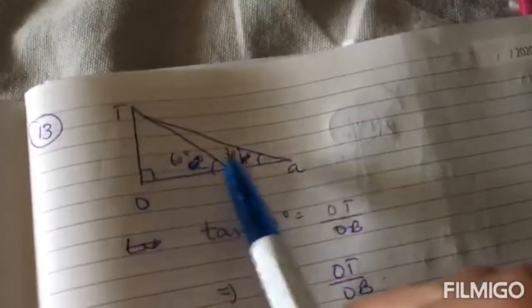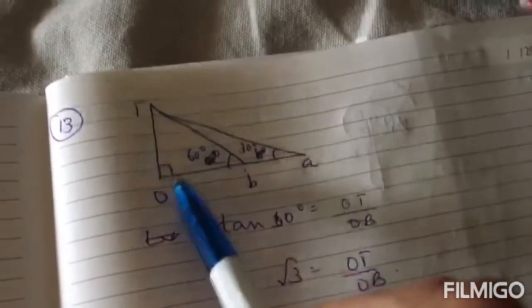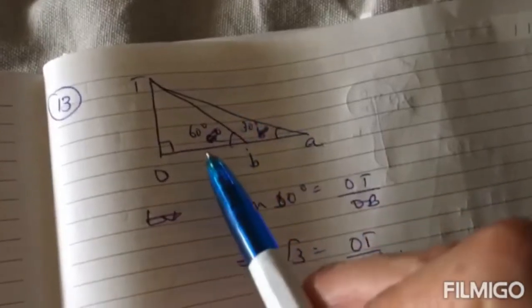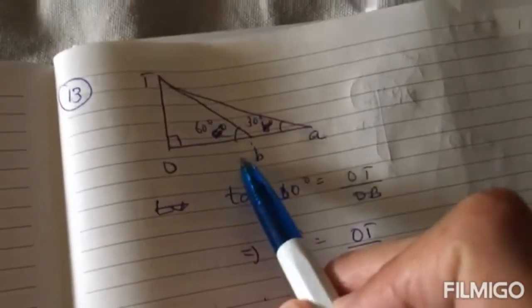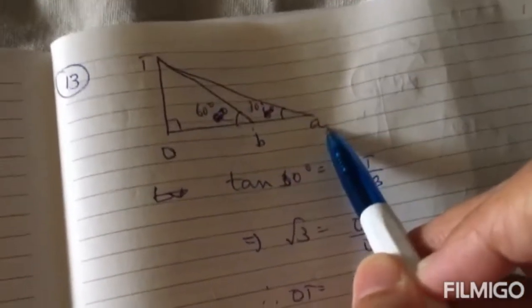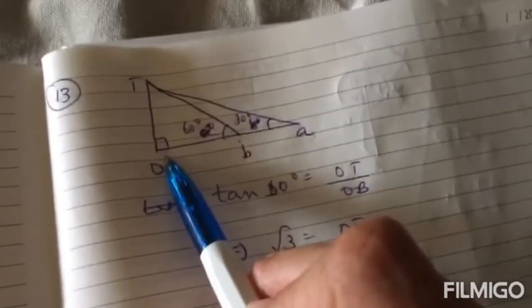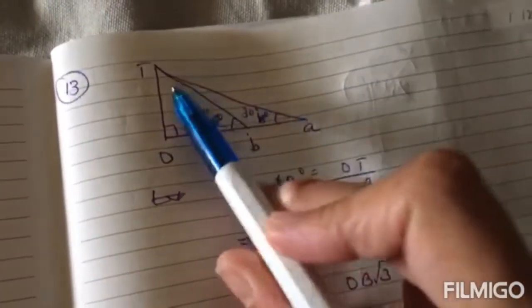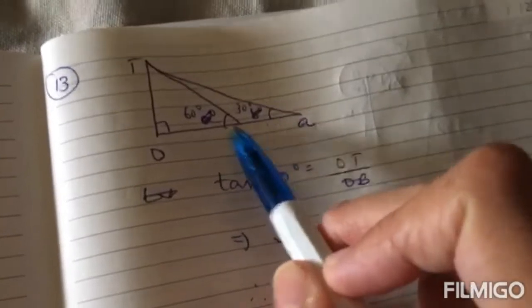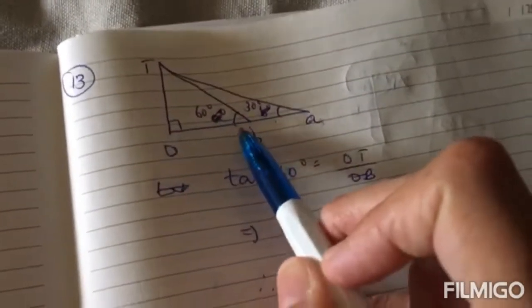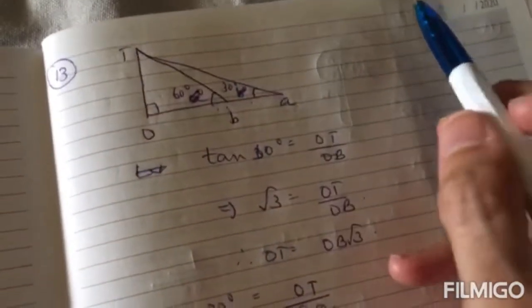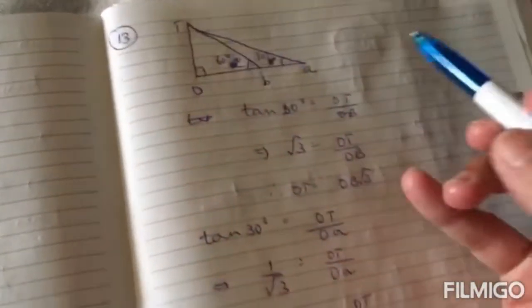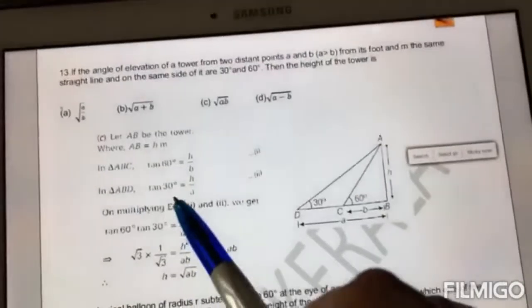So we have two triangles here, basically TOB and TOA, and they have given us two angles of elevation, and we know by now that the further the point away from the vertex of the triangle, the smaller is the angle of elevation, isn't it? From here, if you look, the angle is smaller. The closer the point to the vertex of the triangle, the larger is the angle of elevation. So let us find the height of the tower, which is OT. Let's see what they have done.